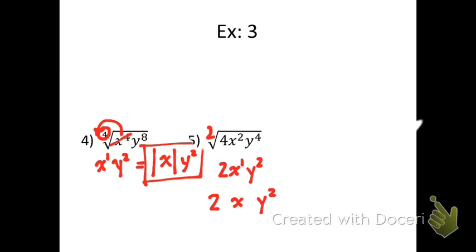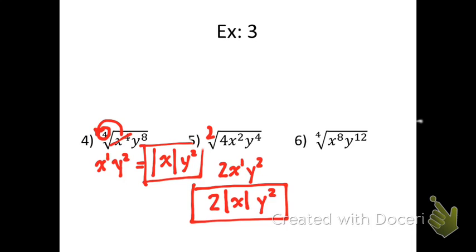I left a little space because I'm already seeing that we're going to need an absolute value sign because we have an even index. Looking at the variables in our answer here, do we have any variables that could potentially make this a negative answer? Yes, we do. We have x to the first. We want to make sure we have an absolute value sign around that. Okay, last one, number 5.